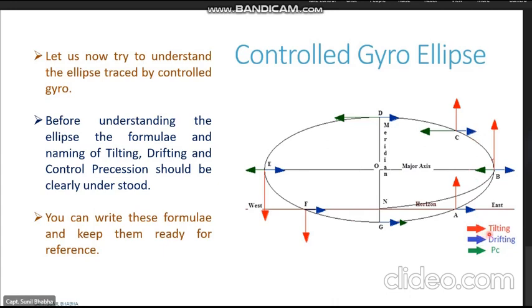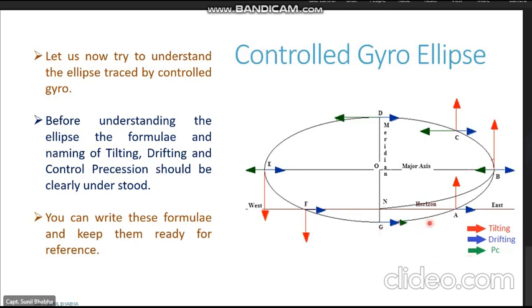The first arrow, which is the red one, represents the tilting motion. Tilting motion is caused because the spin axis follows the gyrostar, and as the gyrostar changes its altitude, the tilt of the spin axis also changes. The blue color arrow represents the drifting motion. As the gyrostar changes its azimuth, the spin axis follows the gyrostar and changes its drift, which is shown by the blue color arrow. And the third arrow, the green color arrow, represents the control precession. Control precession has been generated by applying the top heavy or bottom heavy arrangement, and it has been introduced by us to control the free gyro.